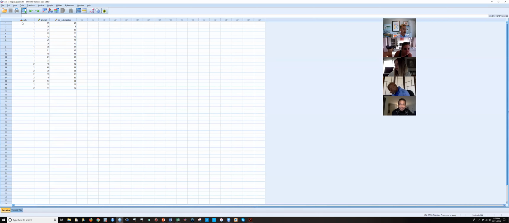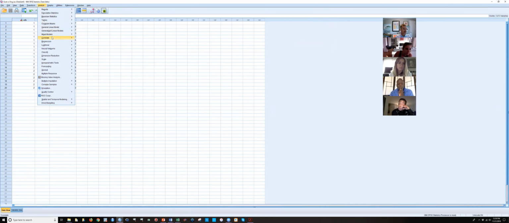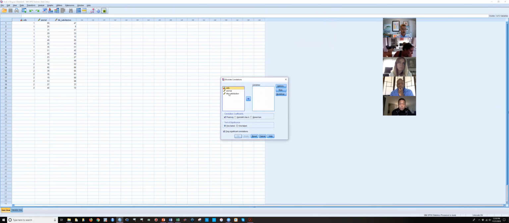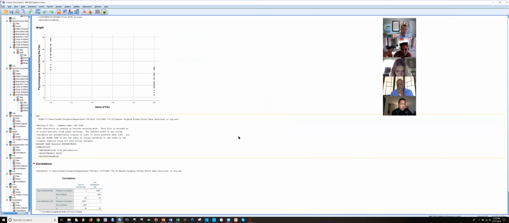Okay, so here's the goat and the dog one. The first one asks us to see if there's a correlation between life satisfaction and the type of animal you married. So a goat or a dog. It's so ridiculous. Okay, so you go to analyze, correlate, bivariate. It's your wife, that was the animal you're married to, and your life satisfaction. And then you leave it Pearson because we have a binary and then a continuous.